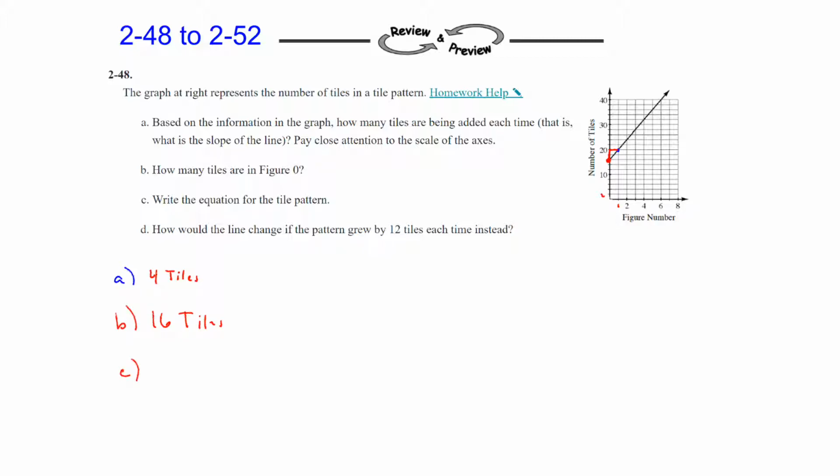Part C: write the equation of the tile pattern. Now that we know the growth rate, we know it's y equals 4x, and we also know figure 0 is 16, so we get y equals 4x plus 16.